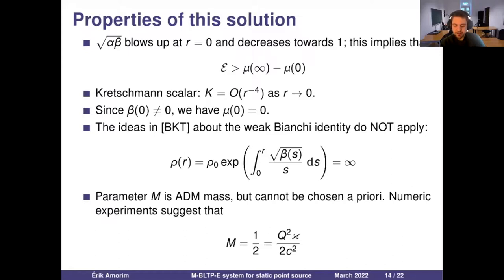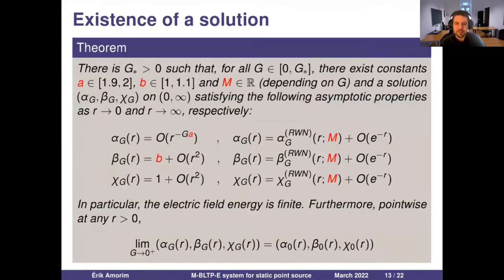And then I want to go back to the theorem and point out something that's physically unsatisfying. The way the theorem works is that for all values of G, you find constants A, B, M. So in particular, they depend on G. So you cannot actually stipulate the ADM mass of your spacetime a priori. Let's say you want to use this theory to model a certain particle that has a mass of whatever. You cannot do that.